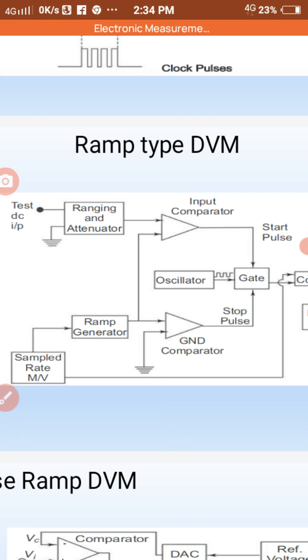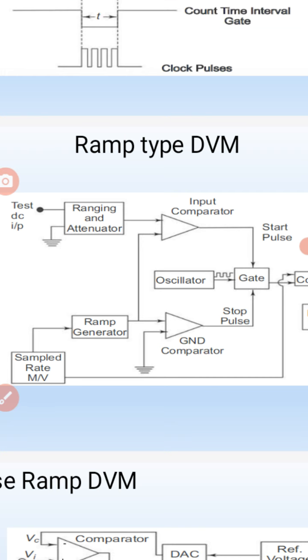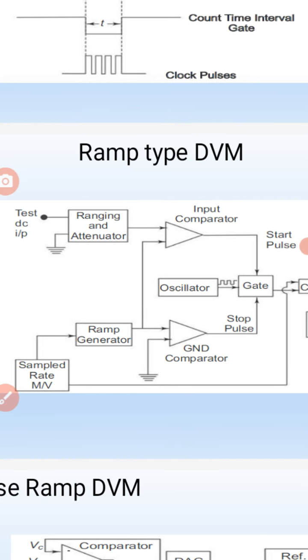RAM type of digital voltmeter is relying upon a certain sawtooth waveform. It is a type of analog to digital converter, where it needs certain pulse.